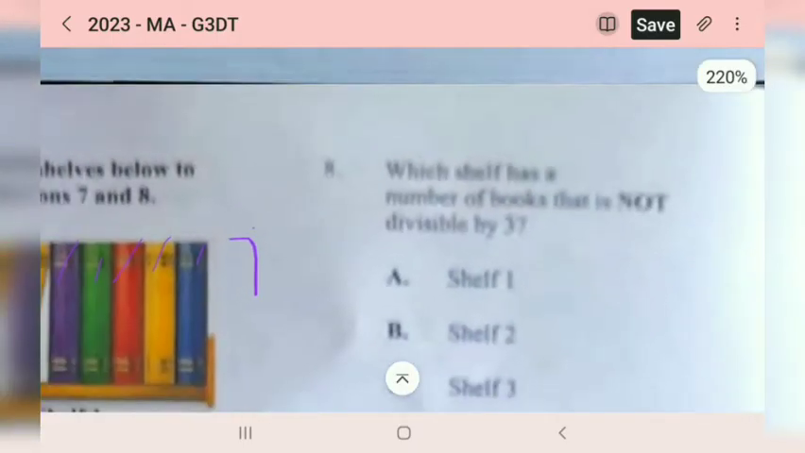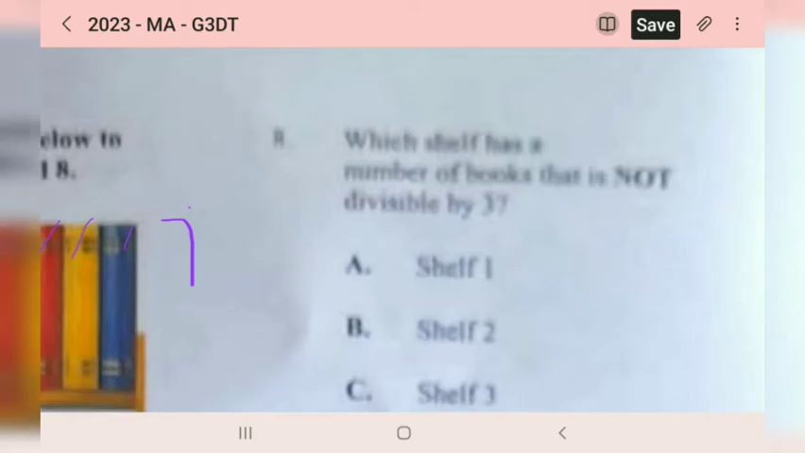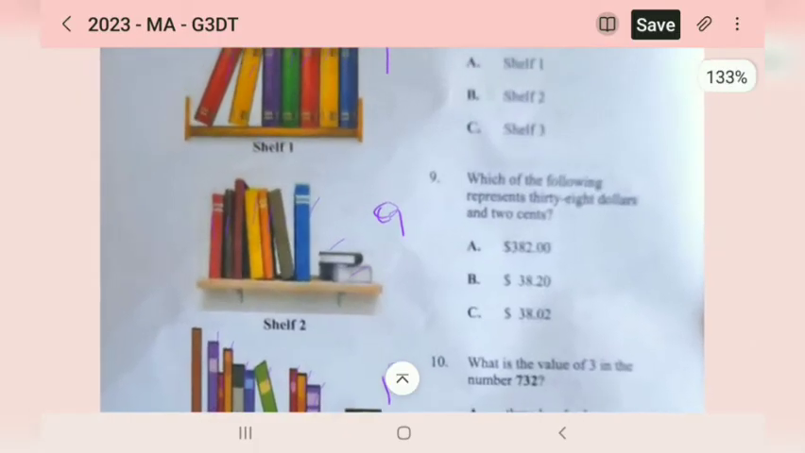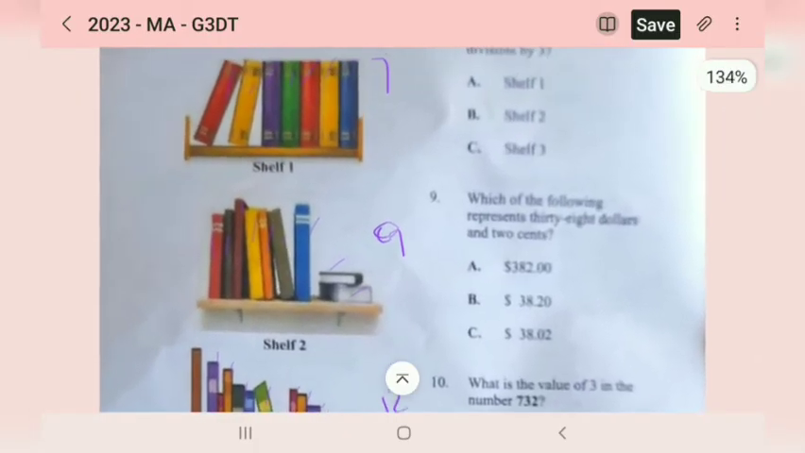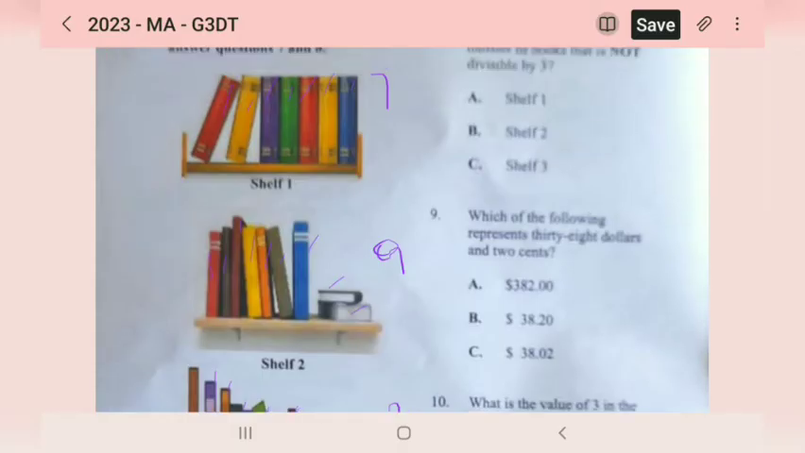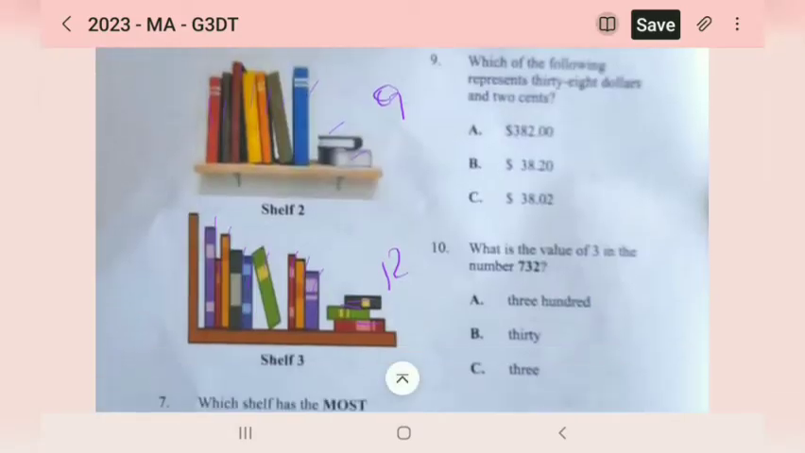Number 8. Which shelf has a number of books that is not divisible by 3? So which one can 3 not go into without leaving a remainder? Is it 7? Is it 9? Is it 12? Let's say our 3 times. 3 1s is 3, 3 2s is 6, 3 3s is 9, so we know it can go into 9. 3 4s is 12. Now we know it cannot go into 7 without leaving a remainder, so that is shelf 1. Good job.